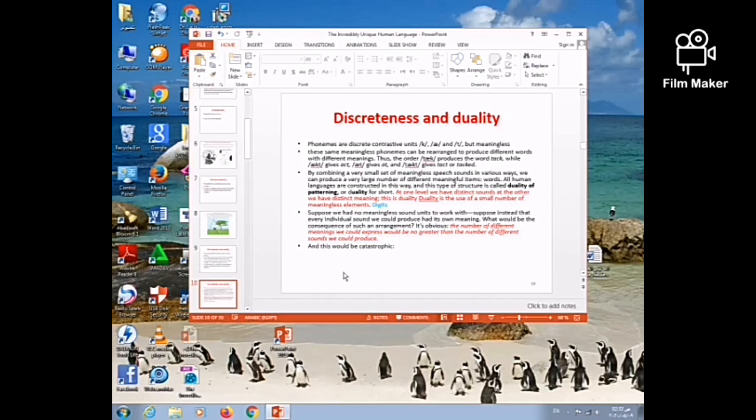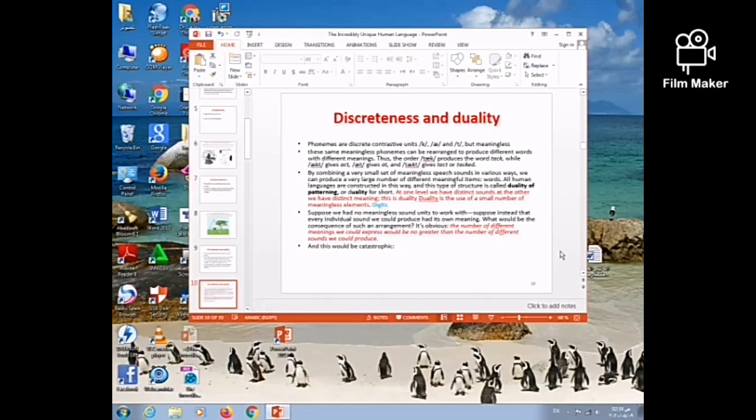Okay? Here I want to say that the number of different meanings we could express would be no greater than the number of different sounds if the sounds had meaning. Thank God, we have a very important thing, that is duality, and that sounds do not have meaning in themselves.